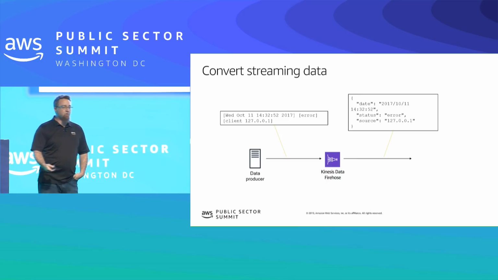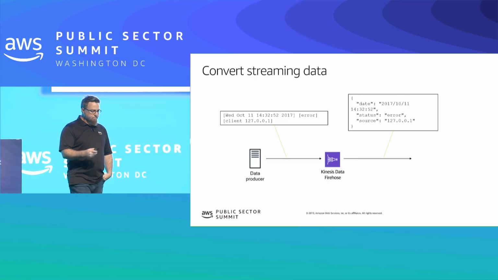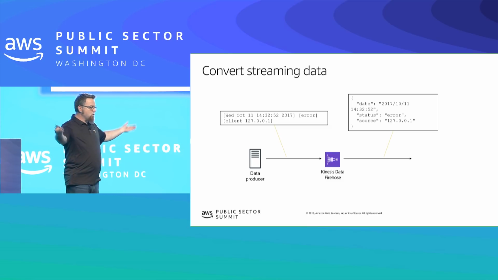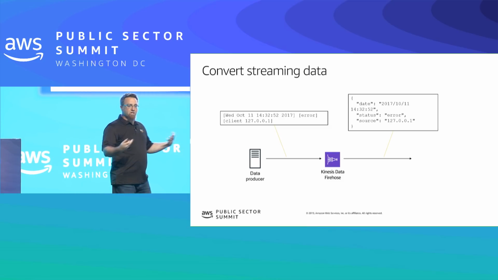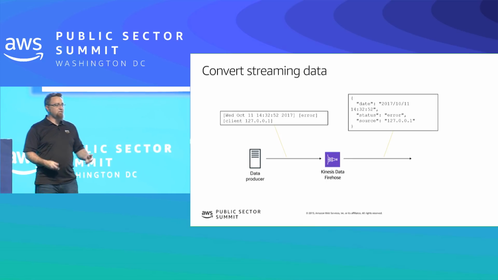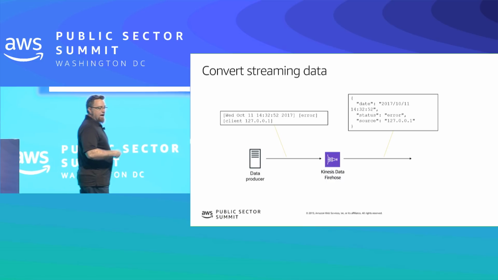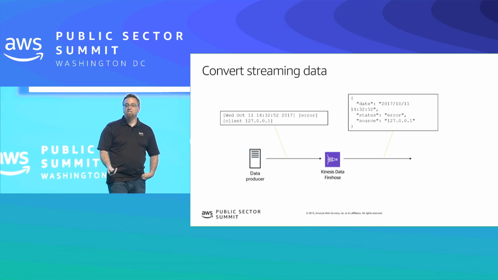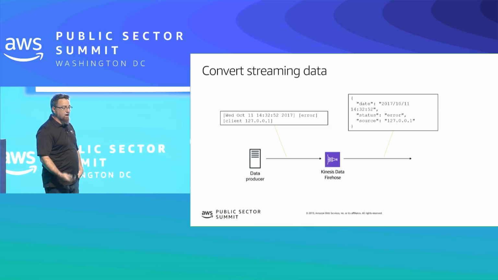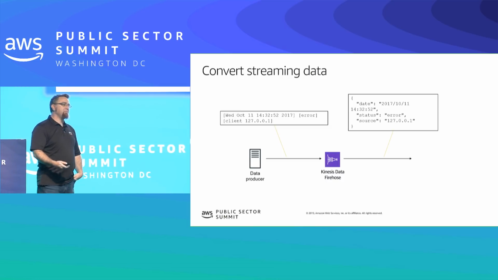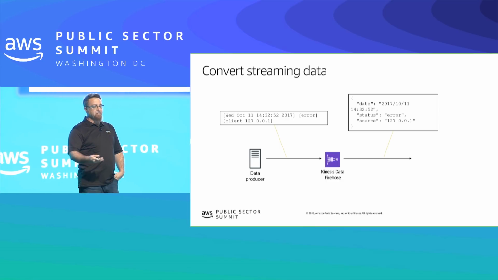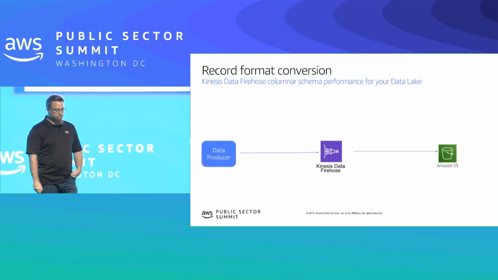And finally, I can also convert the data stream. Maybe I'm capturing Apache logs. Apache logs have a row format that isn't really structured. I wouldn't even say it's semi-structured, maybe semi-structured, give or take. But I want to convert that data into a JSON document before I land it into my data lake or data warehouse. I can use that same Lambda functionality to convert that row-based data into a JSON document.